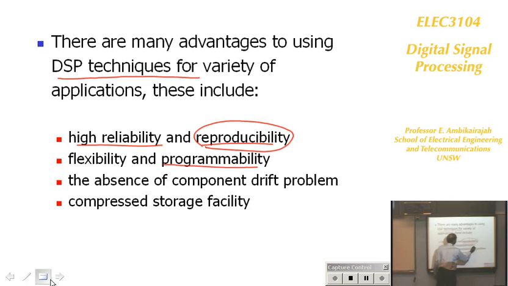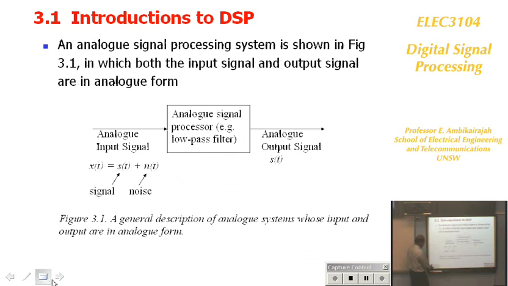Also DSP is very important because you can program a DSP processor and do a lot of things with that. And there is no component problem. There are no components in DSP. Everything is represented by ones and zeros, and there's no drift as such, and therefore that's not a problem. Also, using DSP techniques, you can take data and compress it. For example, a speech signal has a lot of redundancy. You can compress it, still having the same quality. So DSP techniques are used everywhere for these applications, for these reasons as well.